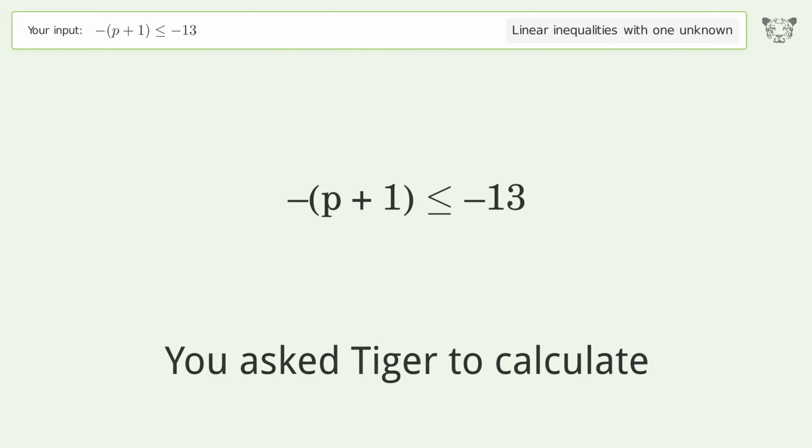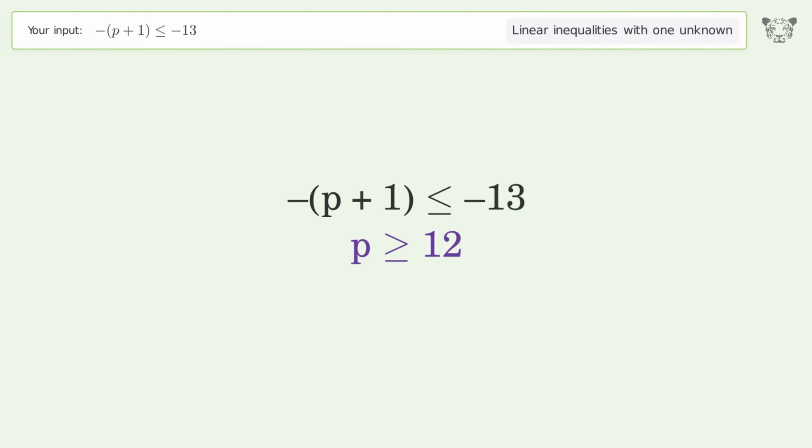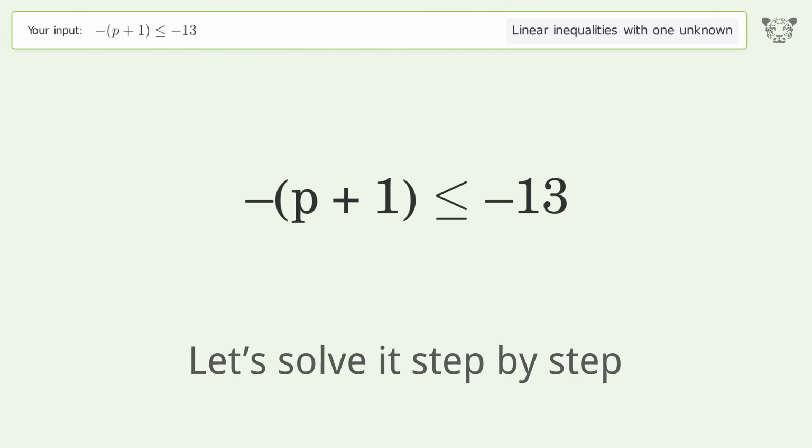You ask Tiger to calculate. This deals with linear inequalities with one unknown. The final result is p equal or greater than 12. Let's solve it step by step.